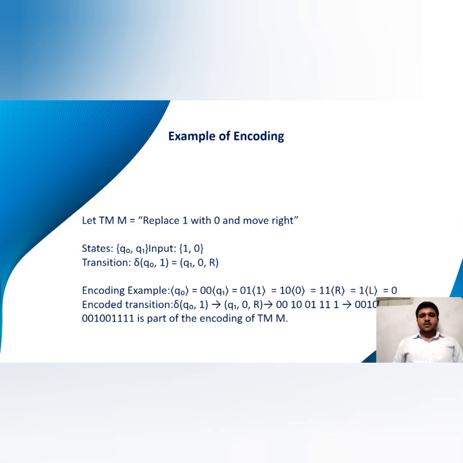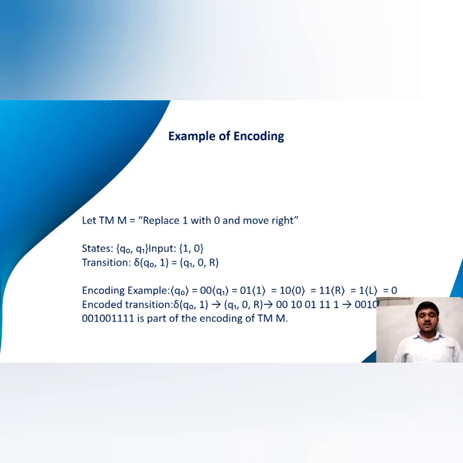So let's see an example of encoding. Let Turing machine M replace 1 with 0 and move right. The states are q0 and q1, and the input symbols are 1 and 0. The transition is delta of q0 and 1, which is equal to q1, 0 and R.